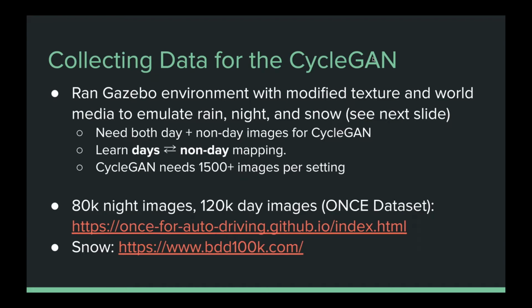Now for our real life data, we took it from this one data set, which had about 80K night images and 120K day images. And for our snow, we used BDD100K, and that was enough data to actually train our GANs.